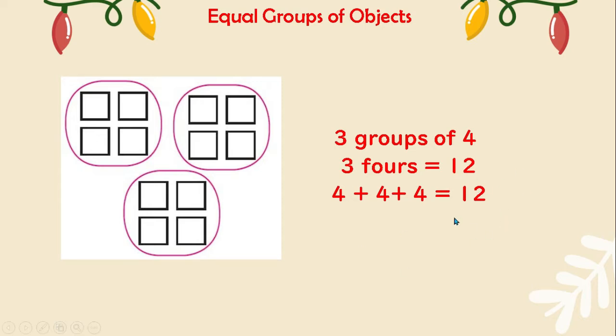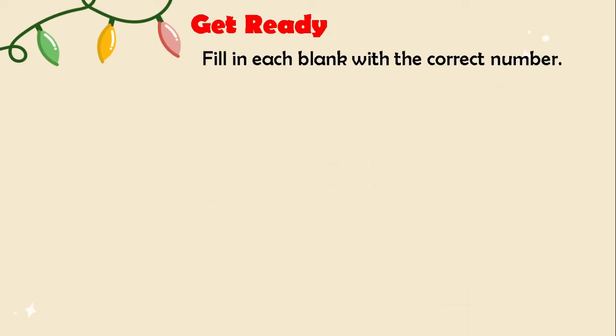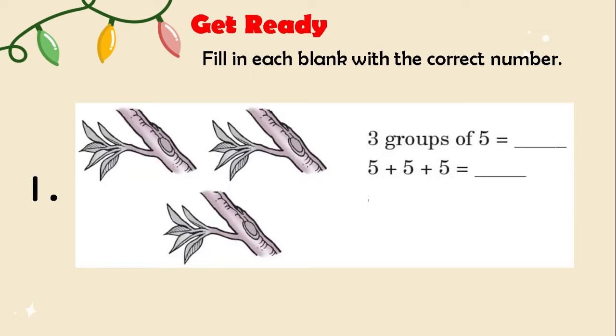Okay? Now, let's have a practice. Let's answer Get Ready on page 239 of your book. Fill in each blank with the correct number. Okay, for number 1, we have 3 groups of 5, which is equivalent to 15. Very good. And for addition sentence, we have 5 plus 5 plus 5 equals 15.